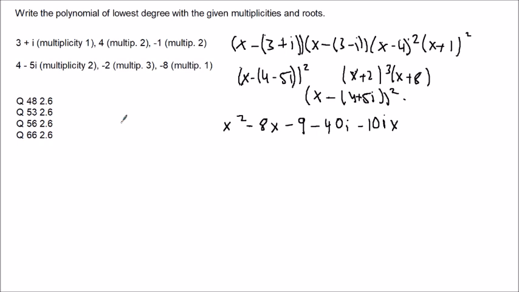Now we have question 48 for 2.6. Question 48 for 2.6: is it possible to find a polynomial f of x of degree 4 with real coefficients that have zeros of 1 plus 3i and 1 minus i? 1 plus 3i, 1 minus i. Is it possible for degree 4? Actually, we gotta have x minus, because this is a polynomial. We have x minus, and then it's 1 minus i.